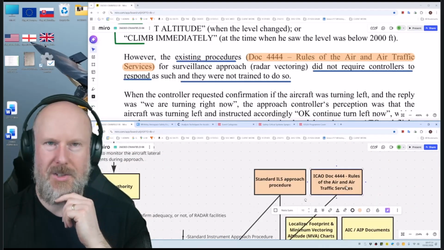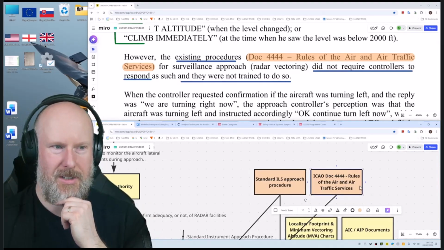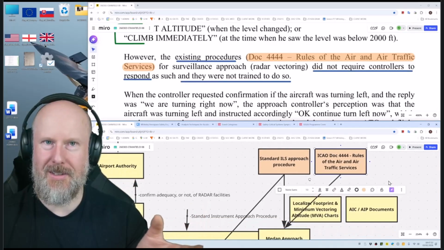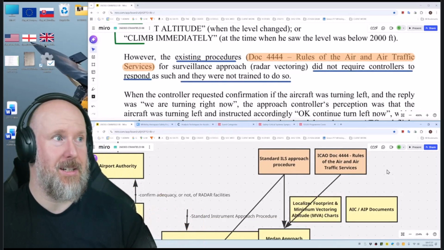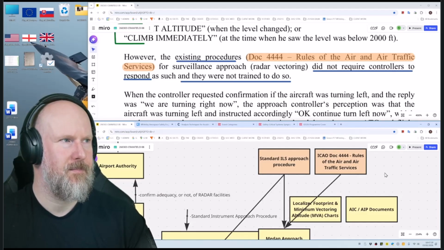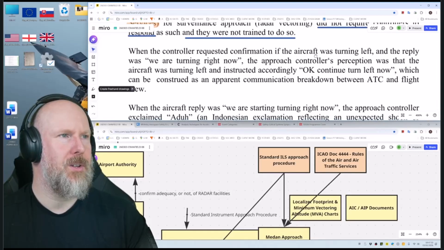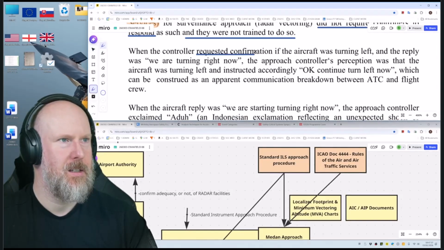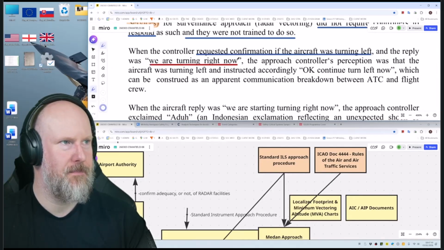I wouldn't like to just say it's all down to ICAO document 4444, because I understand that provides standard phraseology, not necessarily for this particular circumstance. Or maybe it does, but they're just not trained in it. Okay, interesting. When the controller requested confirmation if the aircraft was turning left, the reply was, we are turning right now.